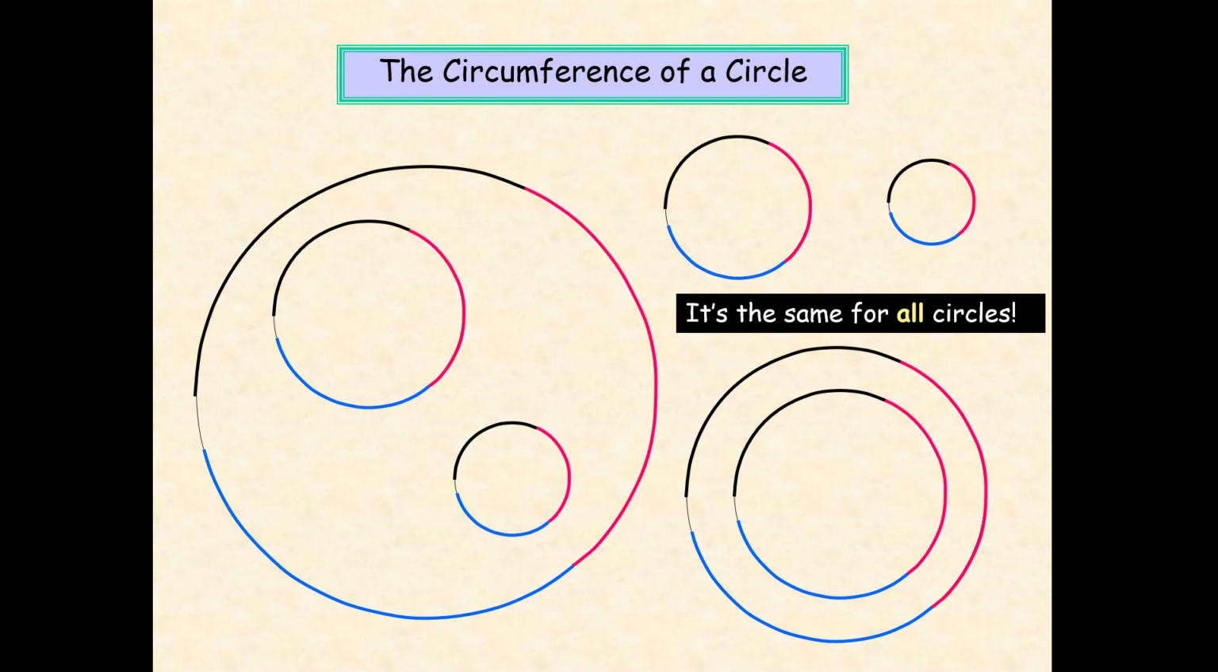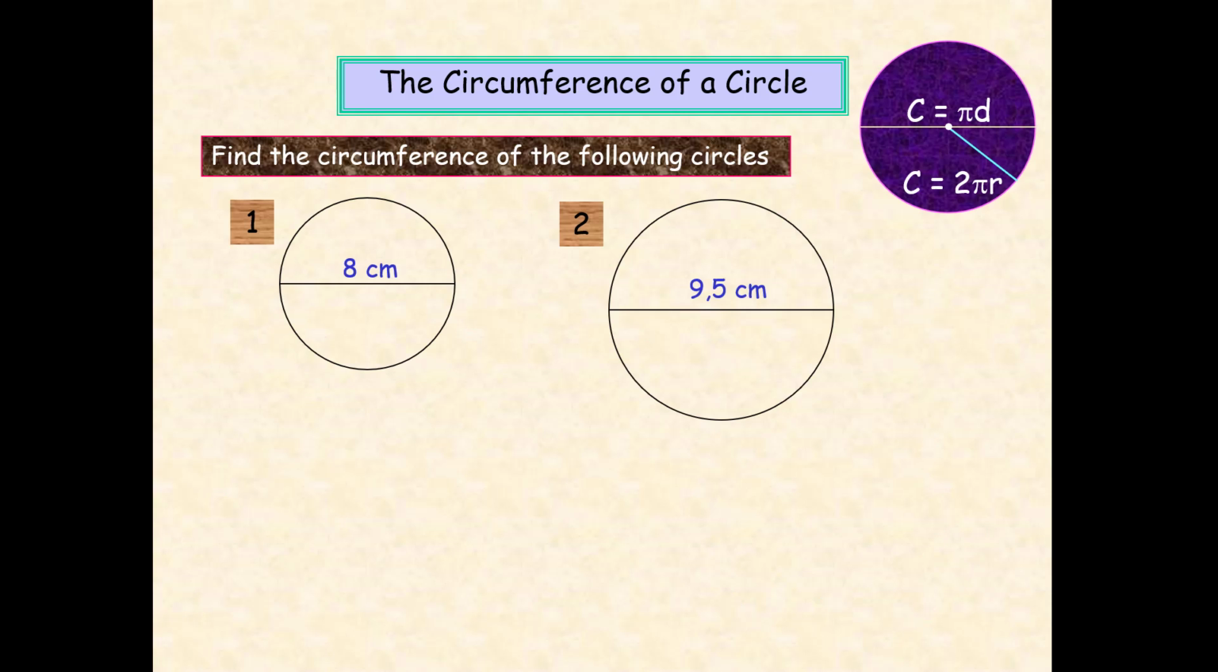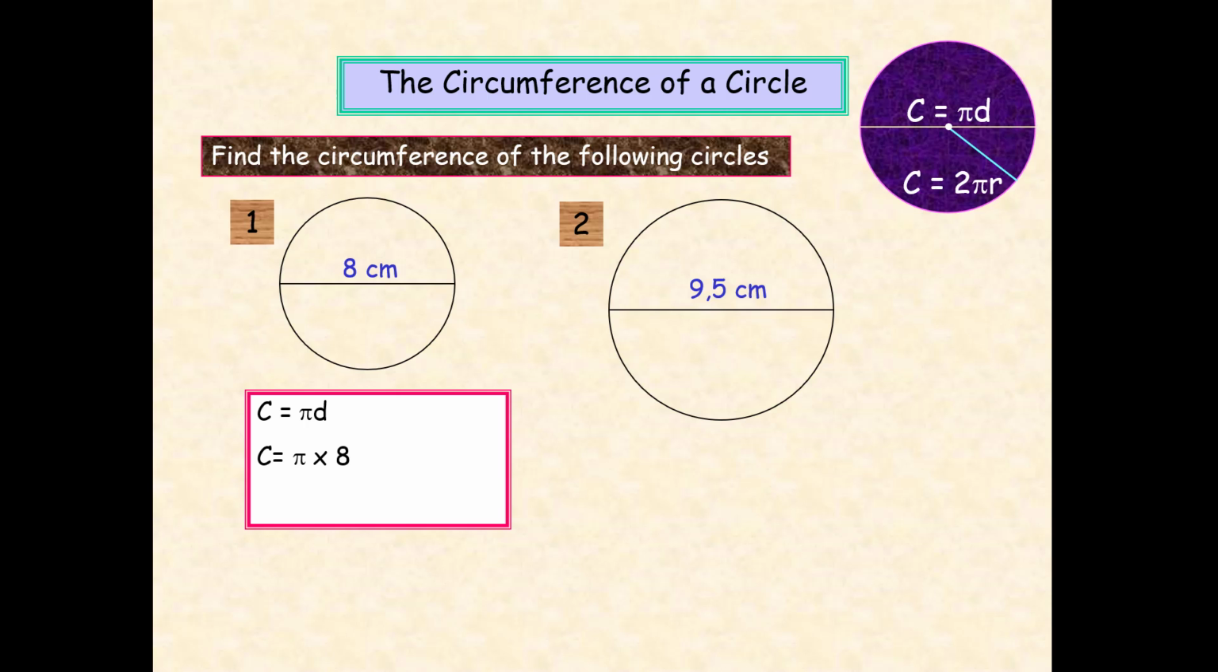And this is true for all circles. Check it out, for all circles, big or small, the diameter fits 3 and a little bit into the circumference of a circle. Let's practice. Always start with your formula. Circumference is pi times the diameter. Use substitution. It's pi times 8. And that is equal to 25,1 centimeters. Note your unit is centimeters and not square centimeters, since it's the distance around the shape.